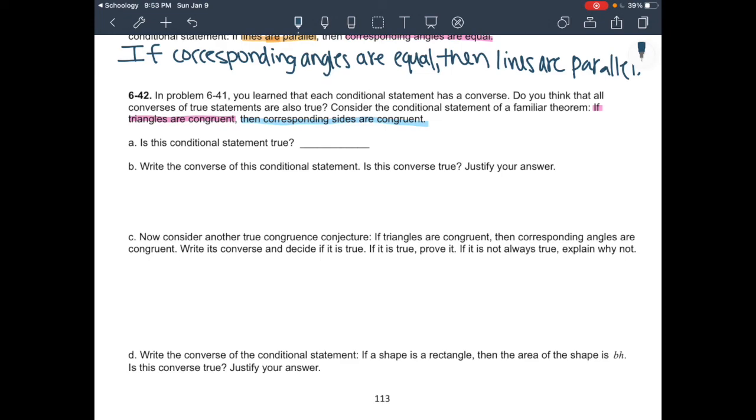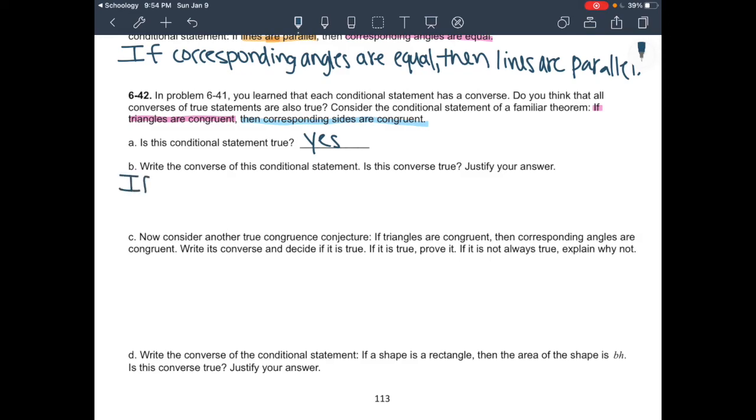If I have two congruent triangles, are all the sides going to be congruent? Yes, because all the pieces and parts have to be the same, so we're going to write yes here. Then the next part says, write the converse of this conditional statement. Is this converse true? So the converse is switching the info.